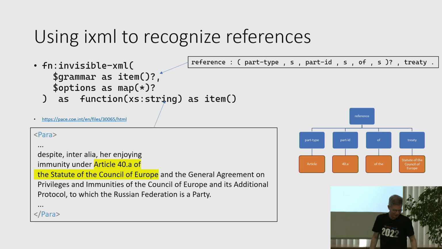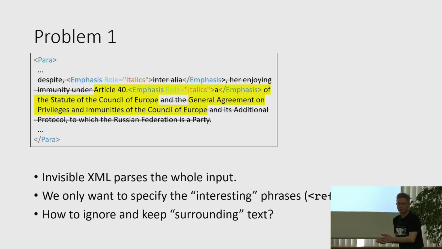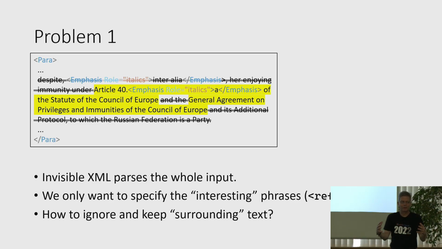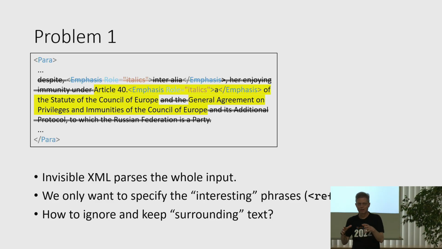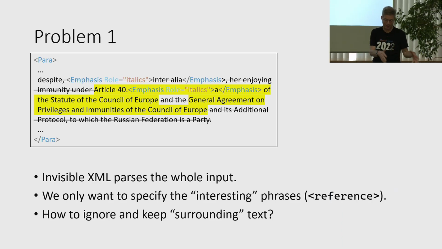So this seems fairly easy, but now the problems start. Problem number one is that invisible XML parses the whole input text. And that's not what we want. We only want to mark the interesting phrases or pieces of text, and everything surrounding that, which I've double dashed here, is not interesting for us. We only want to match the recognized parts and provide some extra markup so we can make links of those.